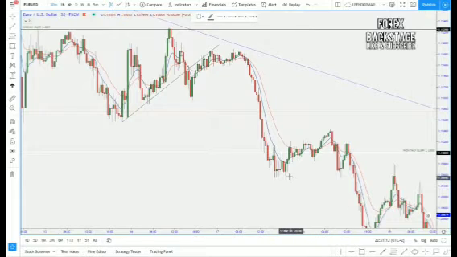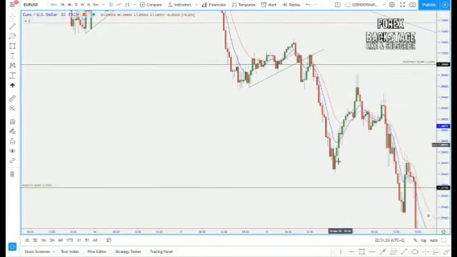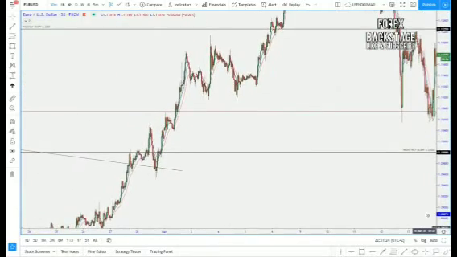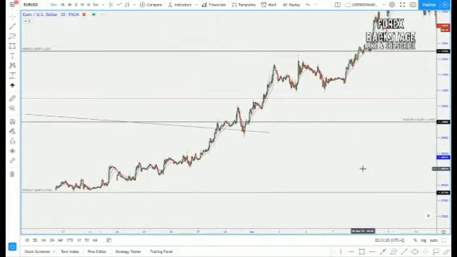Beautiful move again. Counter trend move, first wick, second wick. Look at that. Breakout, retest, beautiful move to the downside. You can do this, guys. Just keep on practicing these things. Very easy moves.